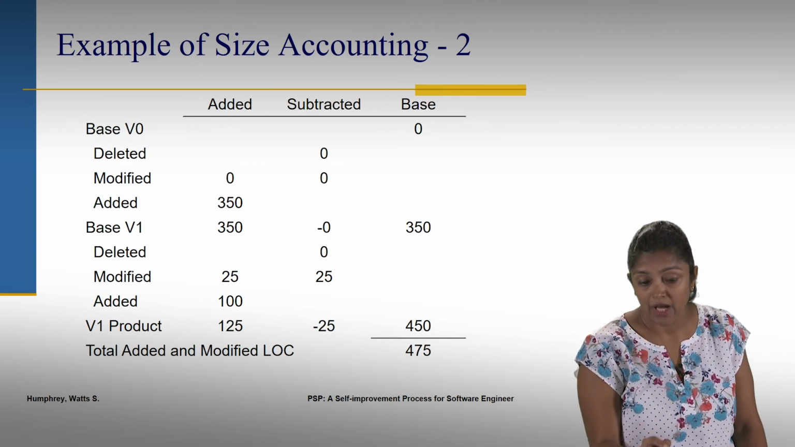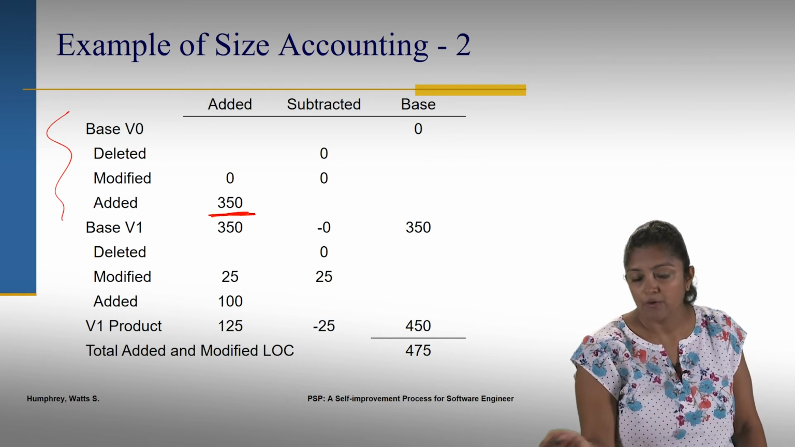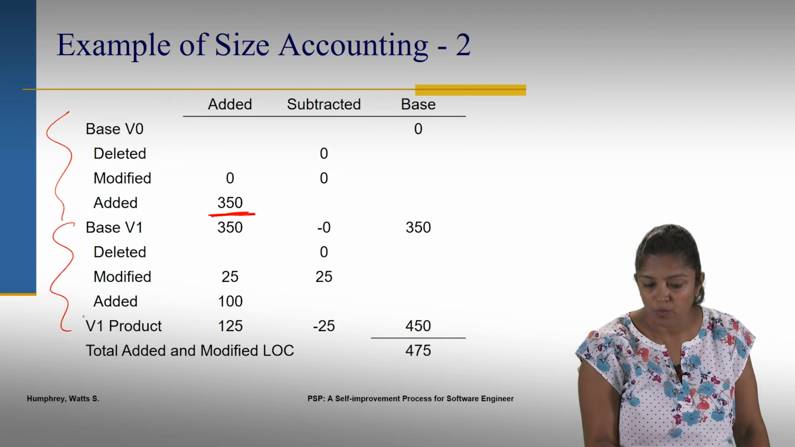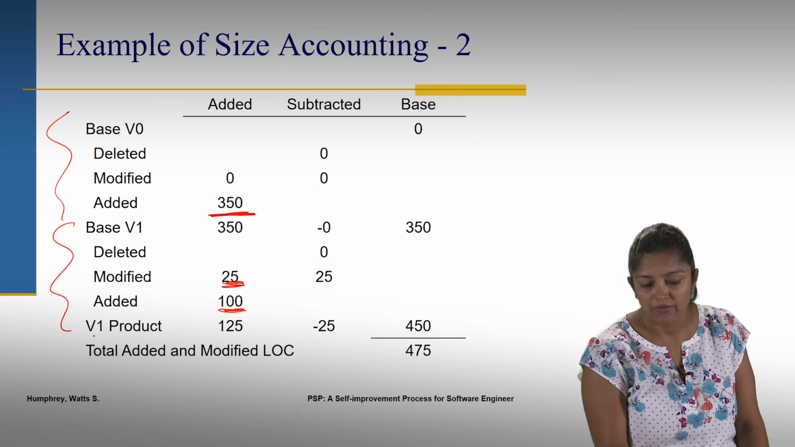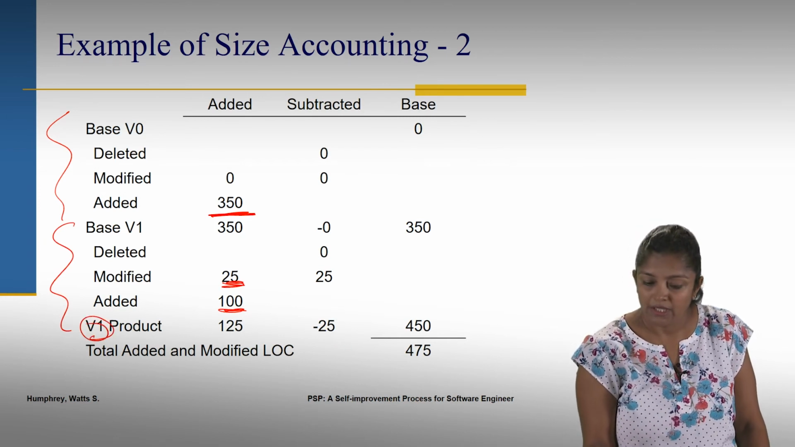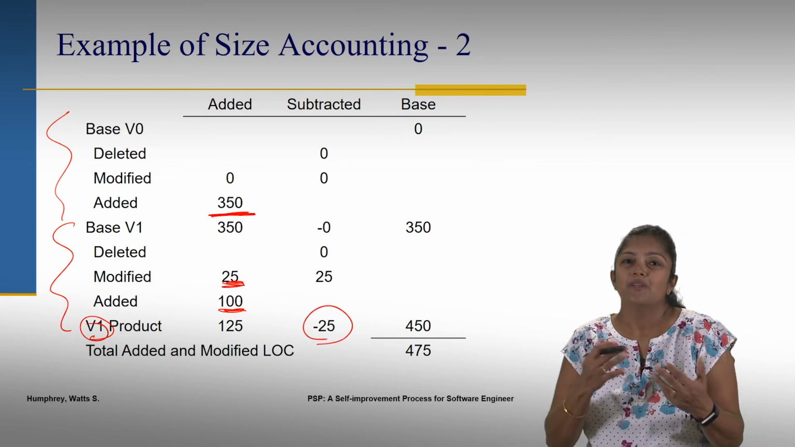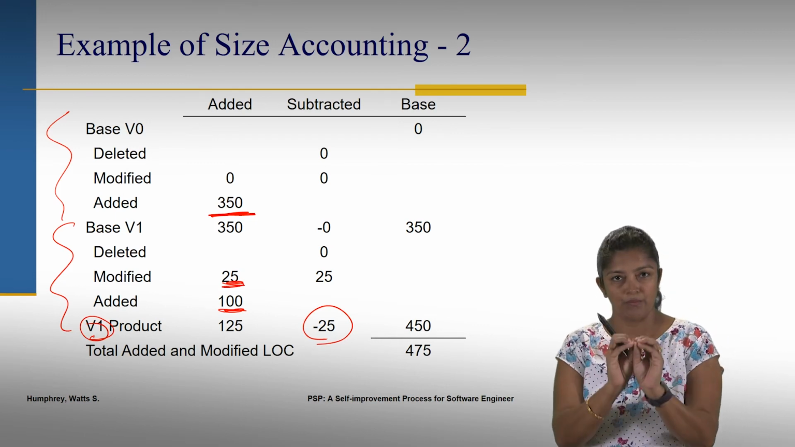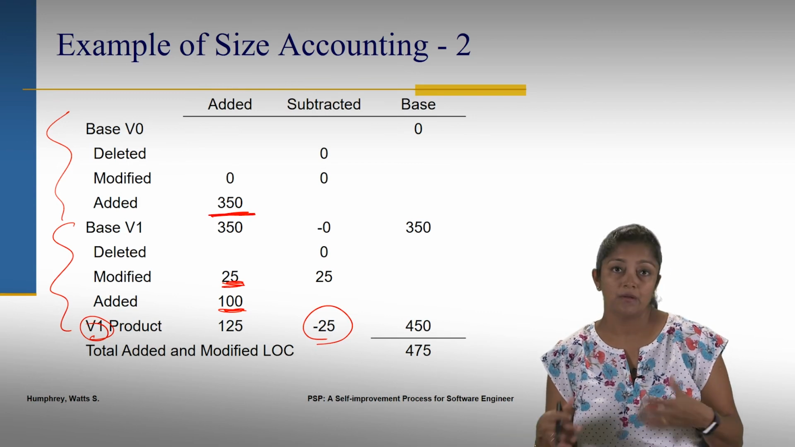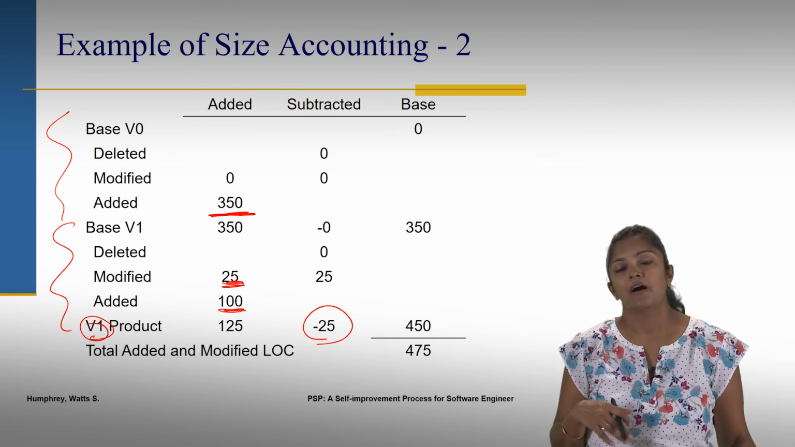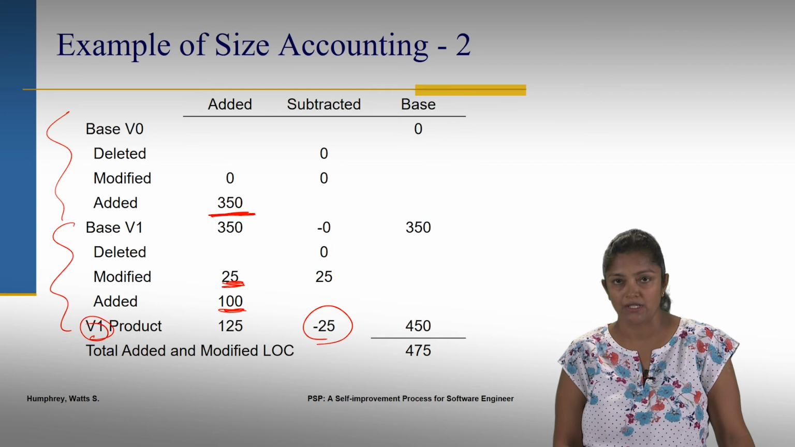In this case, what might have happened is, with the base version 0, there were 350 lines of code. So we're keeping track of both added and subtracted. In version 1, 25 lines were modified and 100 lines were added. So that's the 125 in the version 1 product. And then maybe 25 lines were deleted as well. So we need to take into consideration existing lines that were modified, and any deletions that were made. Deletions also involve some effort, so we need to be mindful of these kinds of things when we're doing the size measurement.